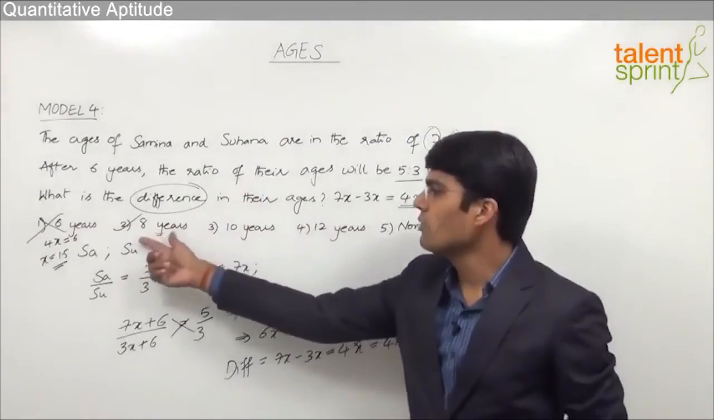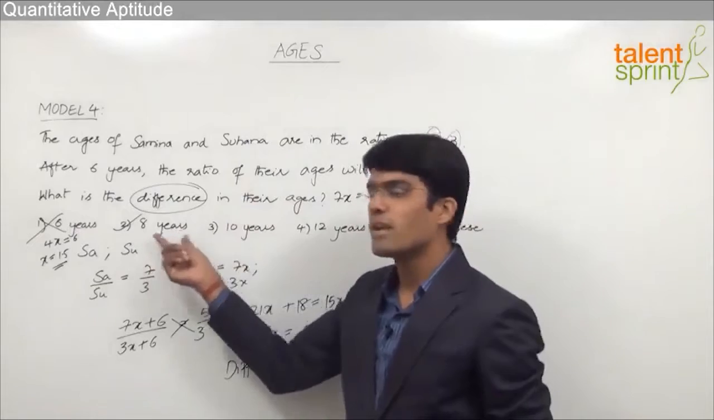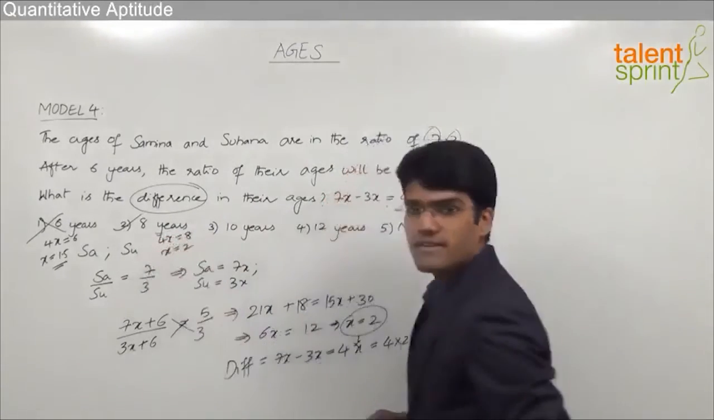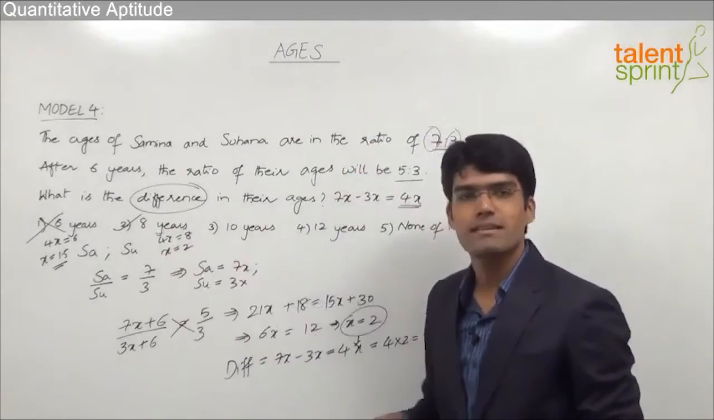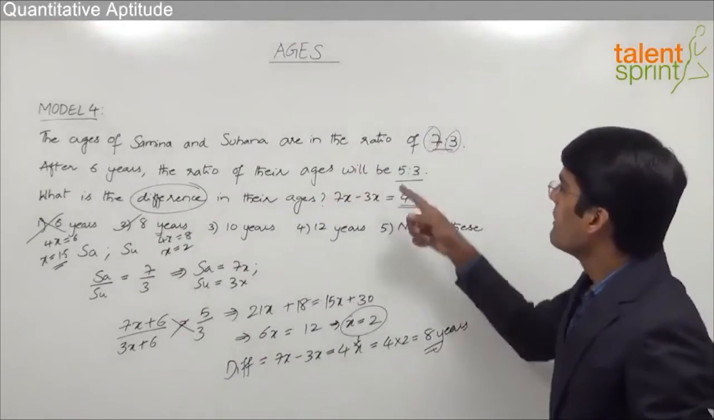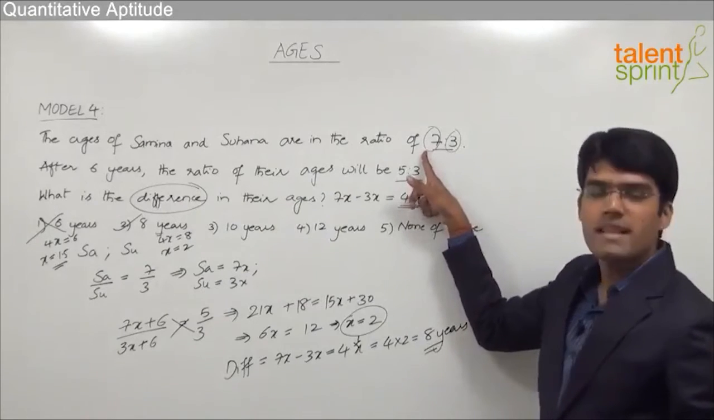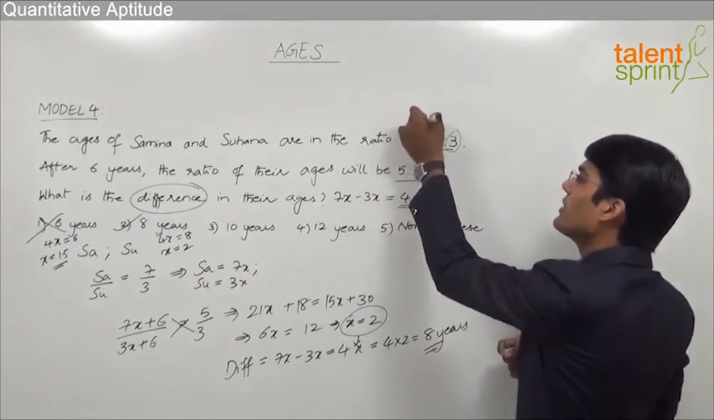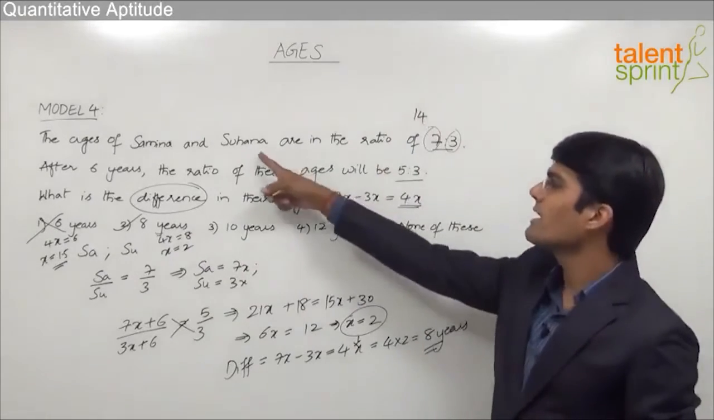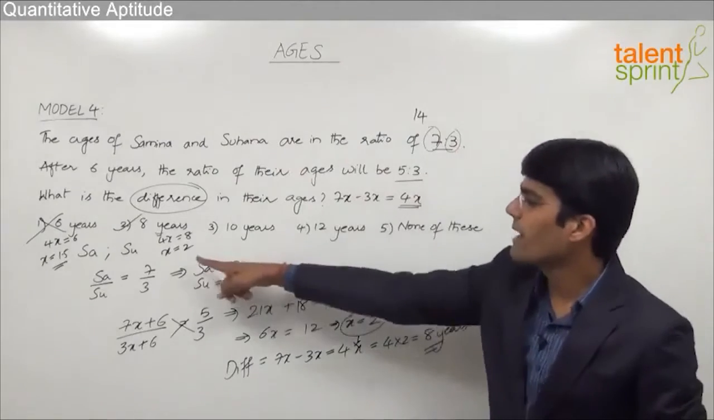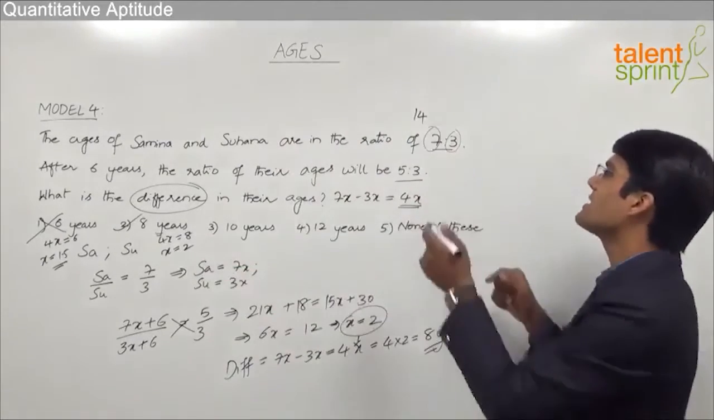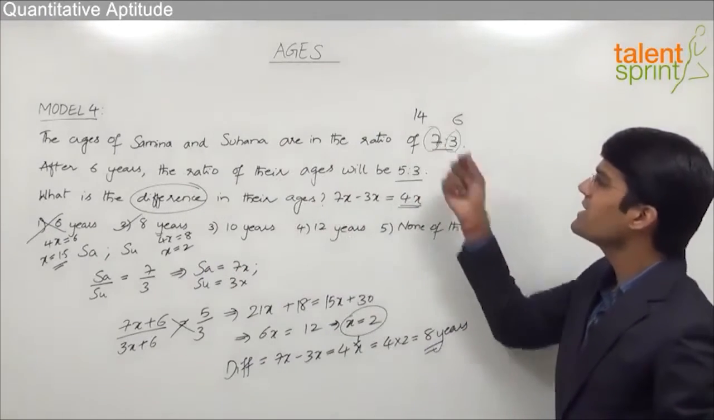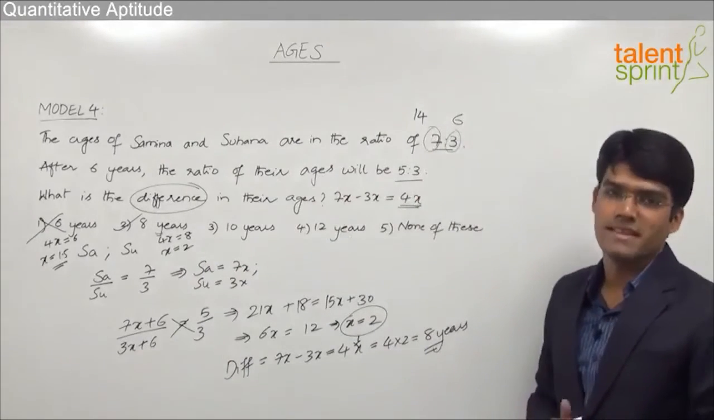Moving on to option number 2, we can say that 4x is equal to 8 years. So if 4x is equal to 8 years, x will be equal to 2 years. That is, the value of 1 part is equal to 2 years. Now, we know that Samina's age is 7 parts. If 1 part is 2 years, 7 parts will be equal to 14 years. Similarly, Suhana's age is 3 parts. If 1 part is equal to 2, 3 parts will be equal to 6. That means as per option number 2, Samina's age is 14 years and Suhana's age is 6 years.